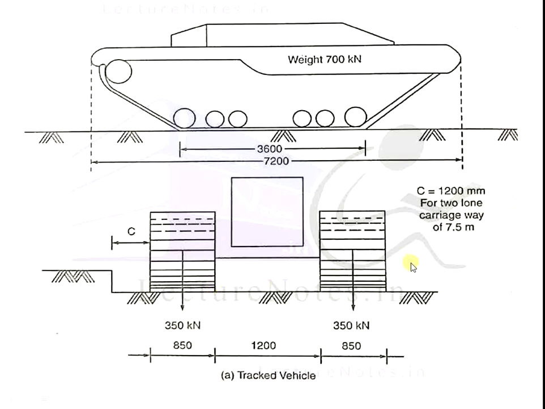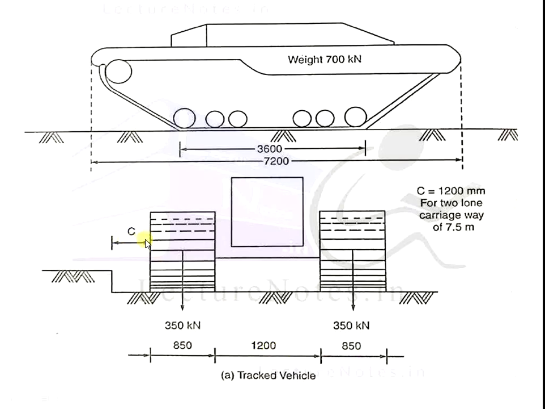If we take a section or cut in the middle position of this military tank, this is the section of the military tank. The weight of 700 kN will be distributed equally into both tracks, first 350 kN and another 350 kN. Also, the distance of the tracks is 850 mm and 850 mm. The remaining is 1200 mm.